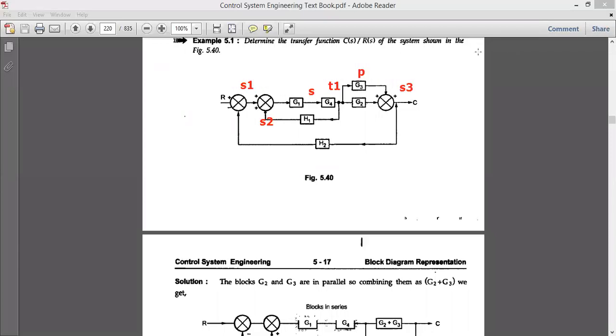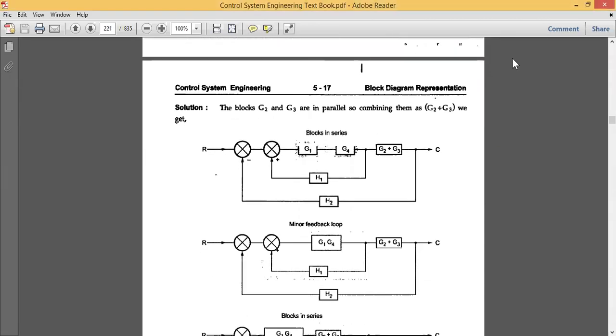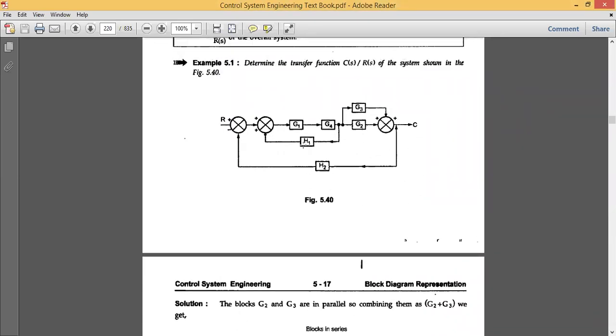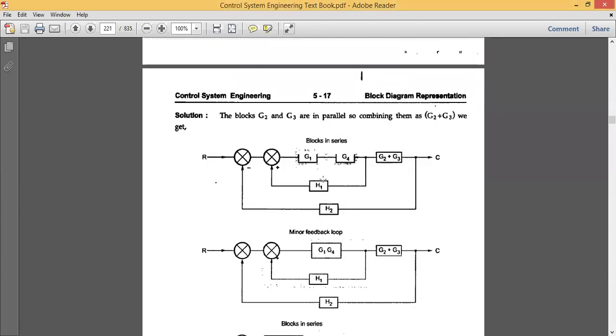Then let us try to solve this block diagram. Apply step number 1. Step number 1 was blocks in series. You can see I have already written blocks in series. If two blocks are in series, just multiply the two blocks. So if I multiply G1 and G4, this becomes a multiplication.